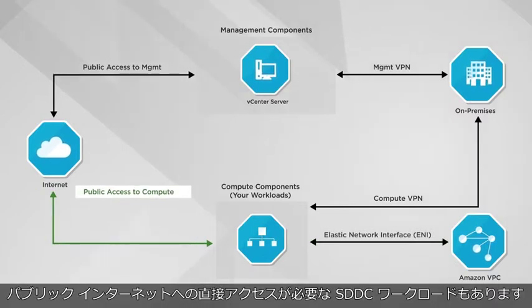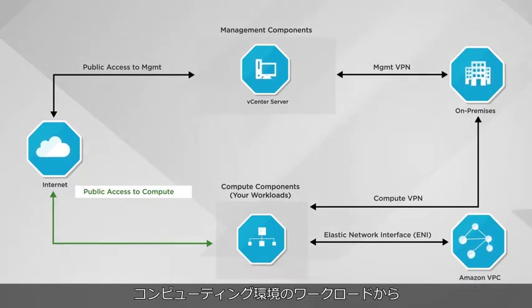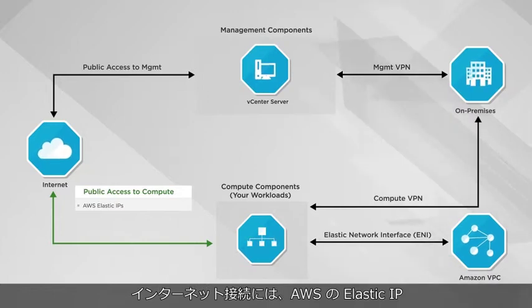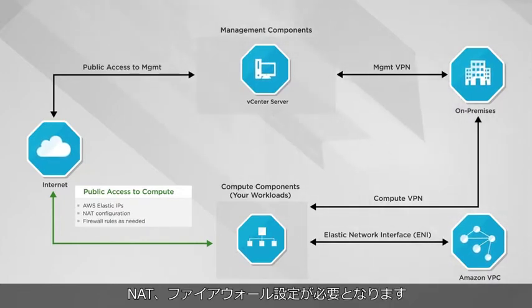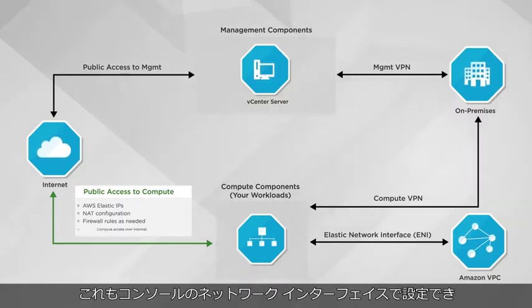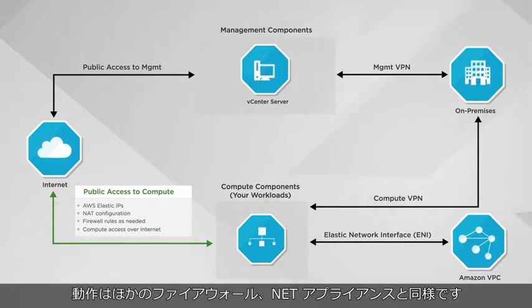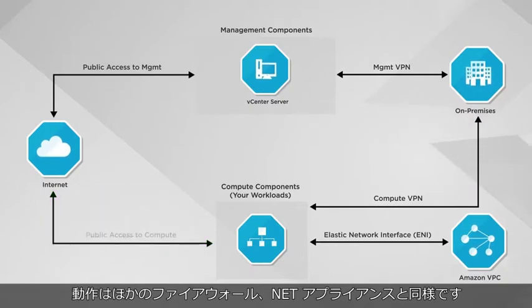Finally, you will likely need to give direct public Internet access to some of your SDDC workloads. To make your workloads in the compute environments accessible to the Internet, you will need to leverage AWS Elastic IPs, along with NAT and firewall configuration to allow that type of access. Again, this can be done through the networking interface in the VMware Cloud on AWS console and works similar to any other firewall or NAT appliance.